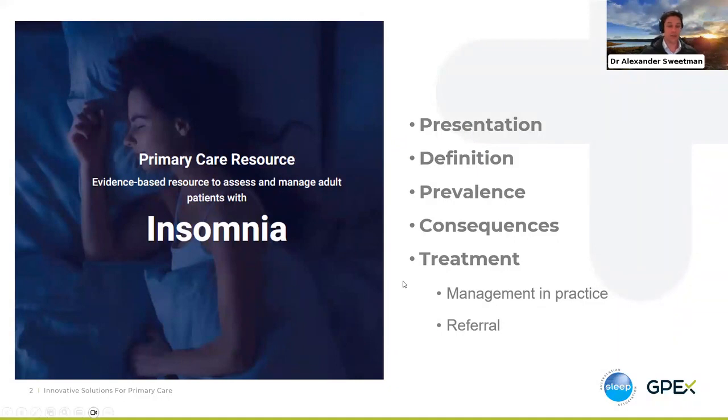But briefly, I'll talk about presenting features of insomnia, the diagnostic criteria and how it's defined, the prevalence of insomnia in the Australian community and Australian general practice, some of the consequences of untreated insomnia, but I'll spend most of my time talking about the assessment and management of insomnia in general practice and different referral options for insomnia.